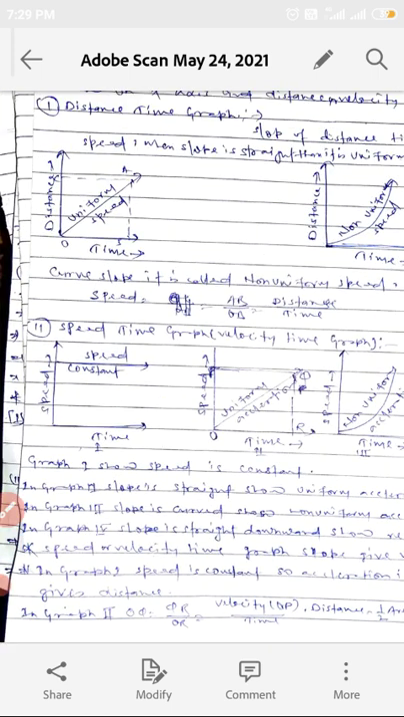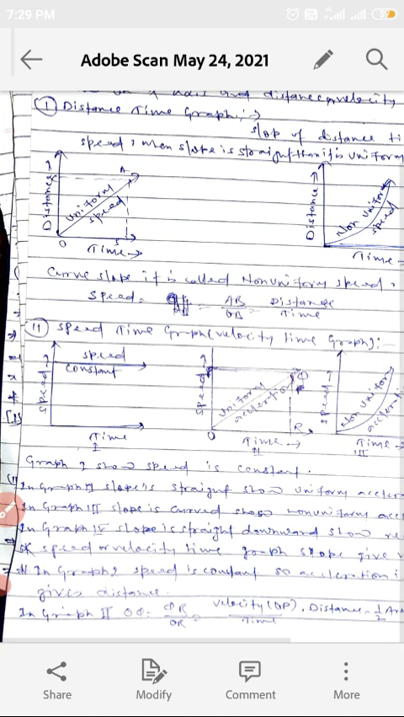Next, we see the speed-time graph, or velocity-time graph. Speed or velocity is on the y-axis and time on the x-axis. The slope gives information about the acceleration. When a line is parallel to the time axis, it is constant speed. In this case, acceleration is 0.